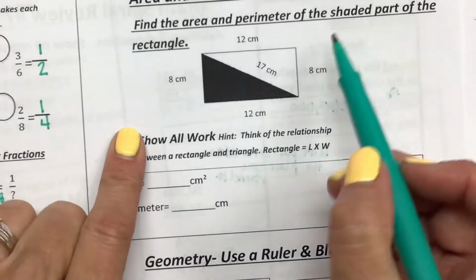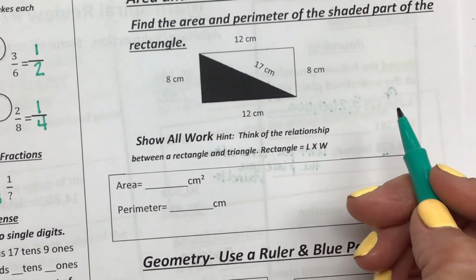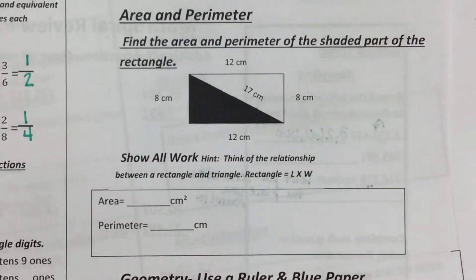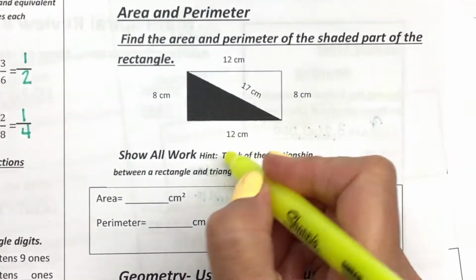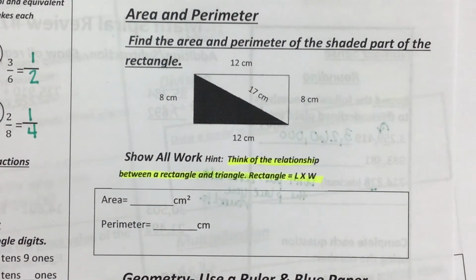Okay, find the area and the perimeter of the shaded part of the rectangle. Okay, now it gives you a hint. Think of the relationship between a rectangle and a triangle. So we know the formula for finding the area of a rectangle. What is the formula for finding the area of a rectangle? Area equals length times width. Everybody say it with me. Area equals length times width.